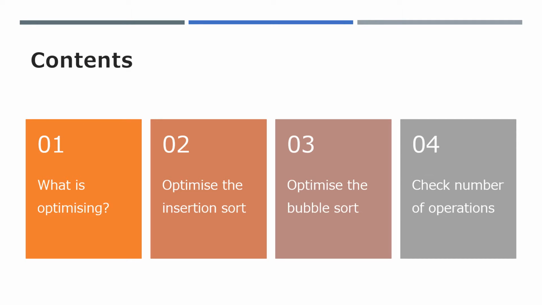So what does it mean to optimize a sort algorithm? How can we optimize the insertion sort? How can we optimize the bubble sort? And once we've done some optimization, how can we check the effect that it's had on the speed of the algorithm?